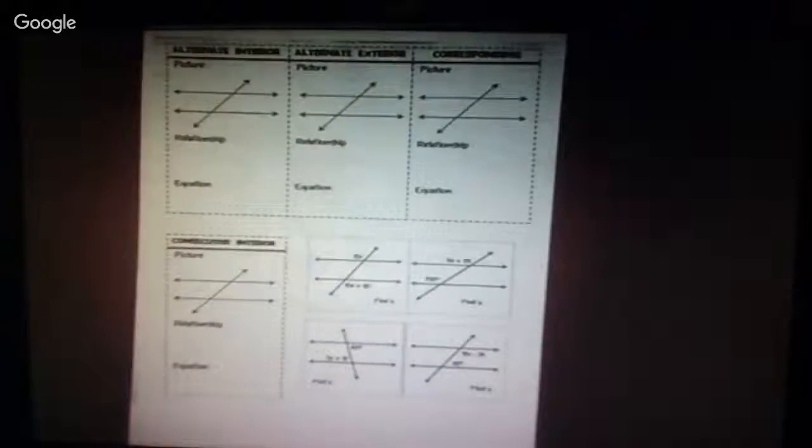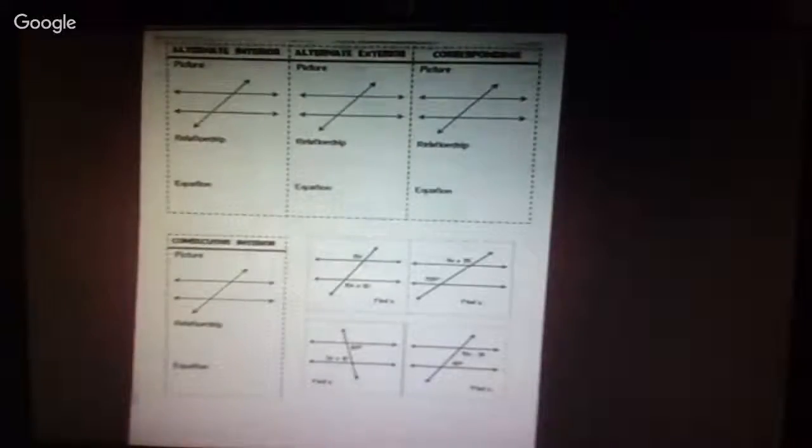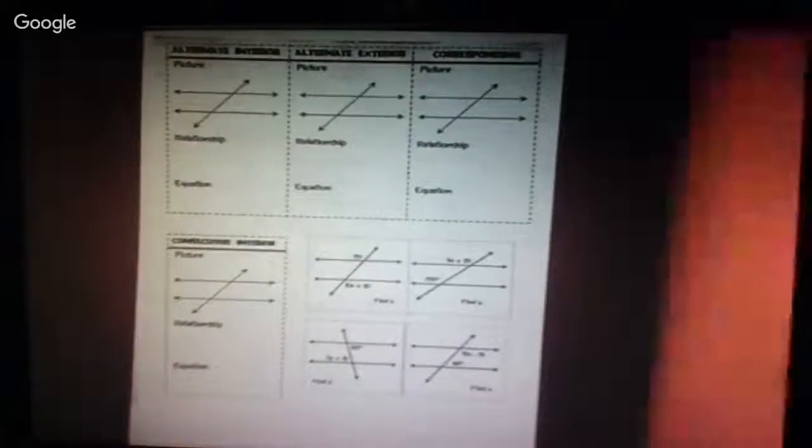Okay, so each one of these, I give you a title on what it is. You need to find the picture that goes with each title. Where it says relationship, I want you to put that they're supplementary or congruent. Then I want you to figure out the equation that you would use and solve it. So match the picture, tell me if it's supplementary or congruent, and then I want you to actually solve for x. Questions? No. Fantastic.